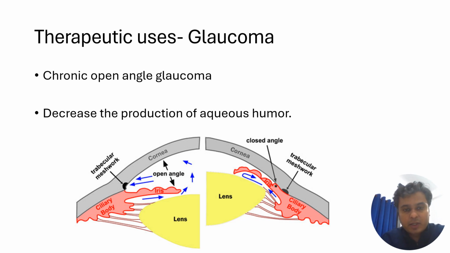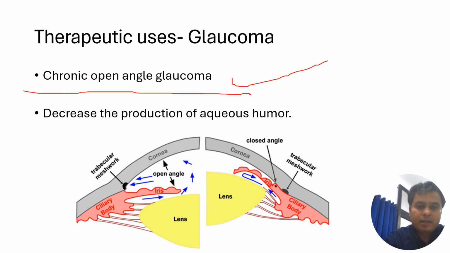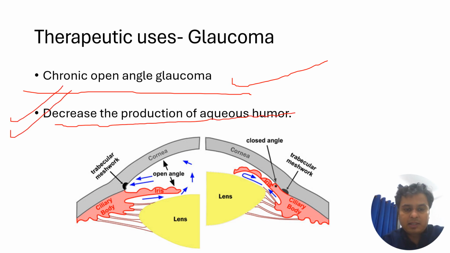Okay, apart from the cardiac uses, we have got the use of beta blockers in glaucoma. So we use beta blockers in chronic open angle glaucoma because beta blockers decrease the production of aqueous humor. As we can see in this diagram, on this side, this is the open angle glaucoma. So first of all, what is the angle that we talk about in glaucoma? That angle is between the cornea and the iris.